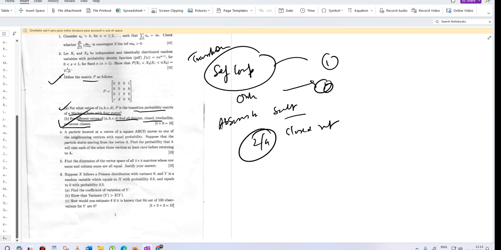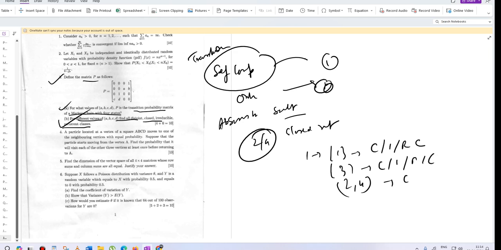State 1 is a closed, irreducible, recurrent class, an absorbing state. State 3 is also a closed, irreducible, recurrent class. States 2 and 4 form a closed, irreducible, recurrent class. Therefore, there are disjoint, closed classes, depending on the values of a, b, c, d, and they satisfy the given condition.